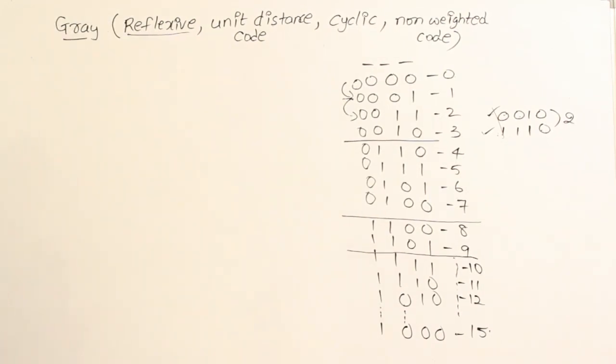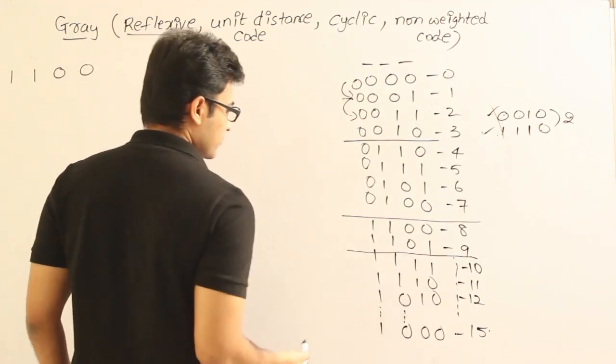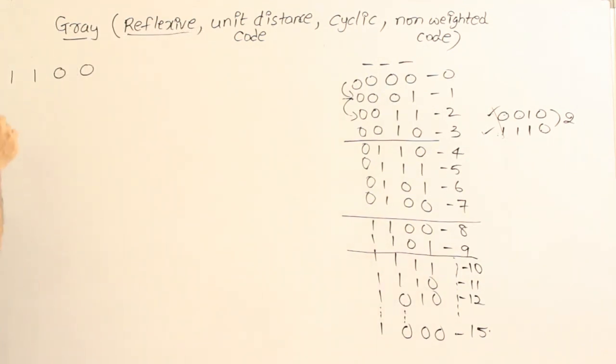Now let's see this. I have just taken one example, 12. Binary 12 is 1 1 0 0. Now I want to convert it into gray. We know that gray here is 1 0 1 0. So you just copy the MSB as it is, and then take the next two bits and find the exclusive OR.